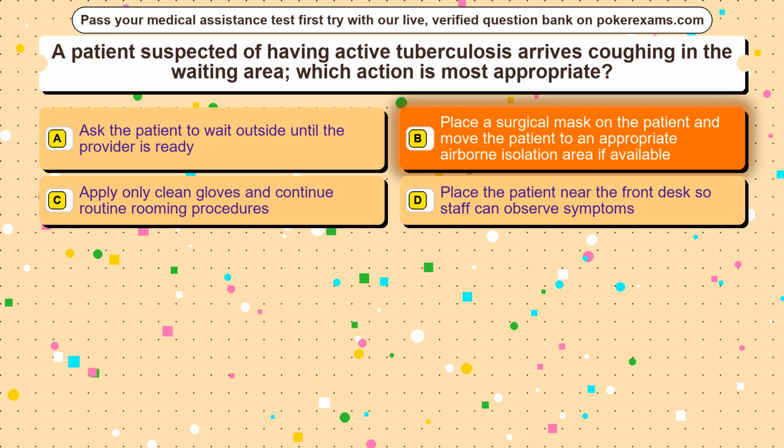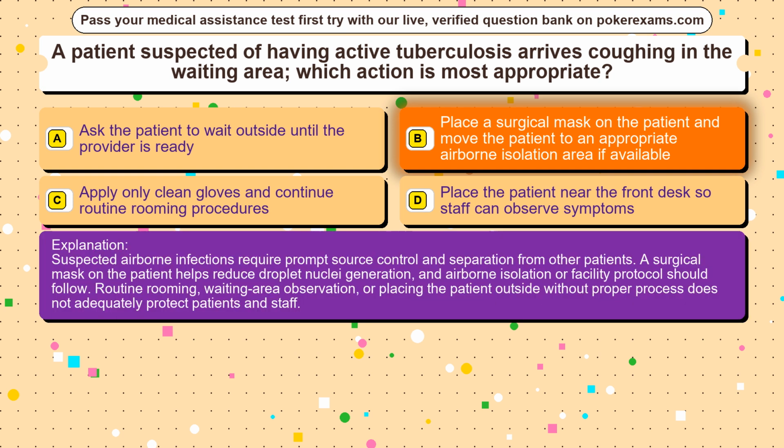The correct answer is option B, place a surgical mask on the patient and move the patient to an appropriate airborne isolation area if available. Suspected airborne infections require prompt source control and separation from other patients. A surgical mask on the patient helps reduce droplet nuclei generation, and airborne isolation or facility protocol should follow. Routine rooming, waiting area observation, or placing the patient outside without proper process does not adequately protect patients and staff.